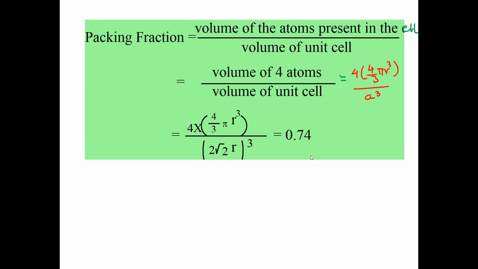Now you find the improvement in the occupancy level compared to BCC. It is not much greater. It was 0.68, now it is 0.74, but there is an increase, and that is the final. Close packed is the final. No more close packing is possible. So 74% is occupied.